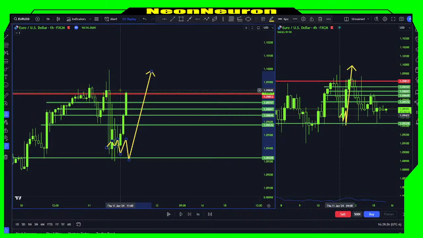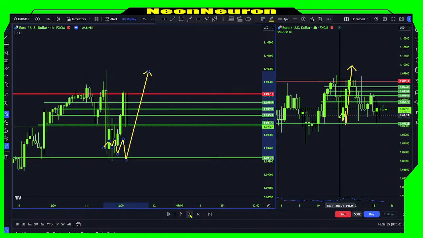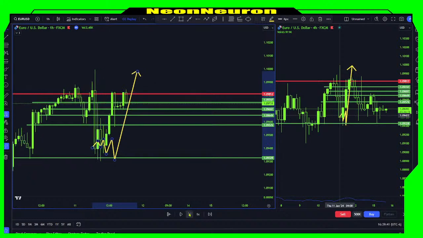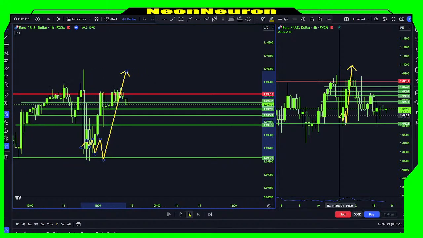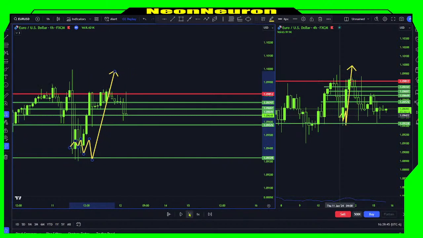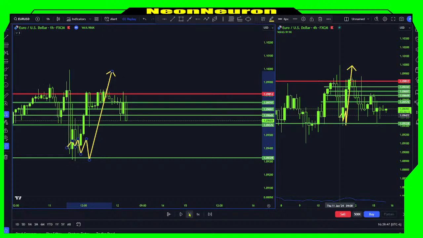So I closed at break even. At this point, I think maybe I got $2 out of it. And then of course price drops again. So I started selling, and I think I made about $20 on this trade.